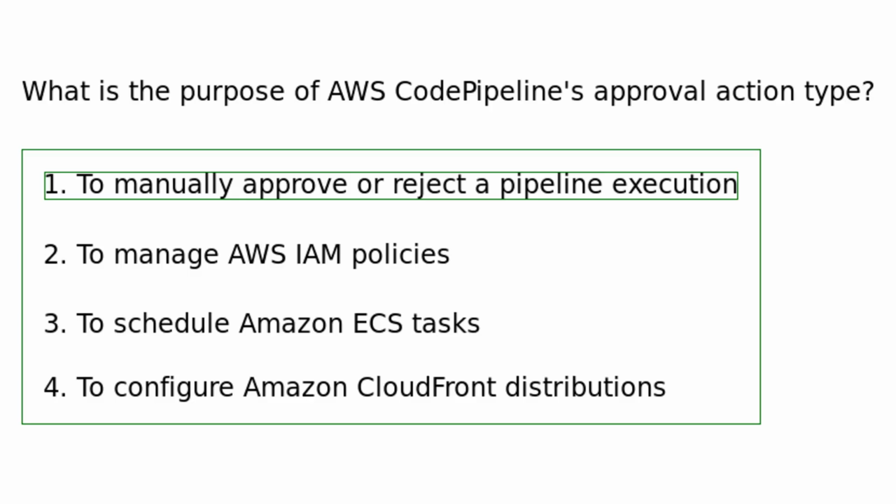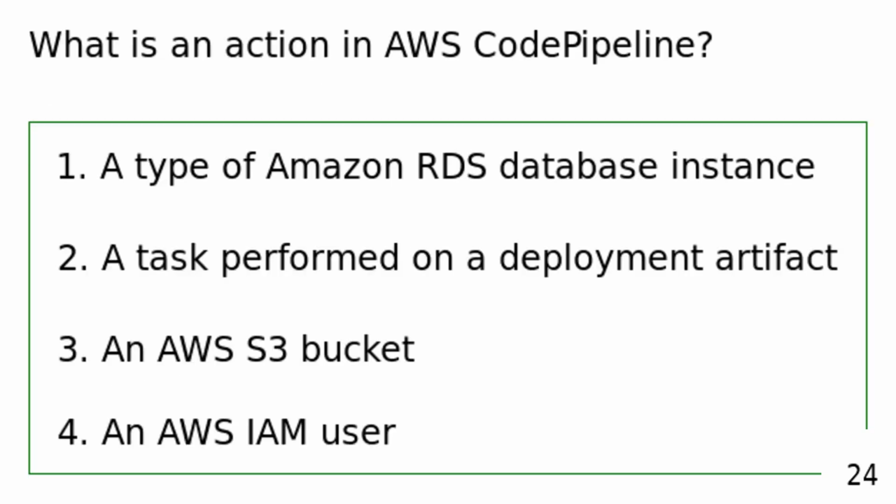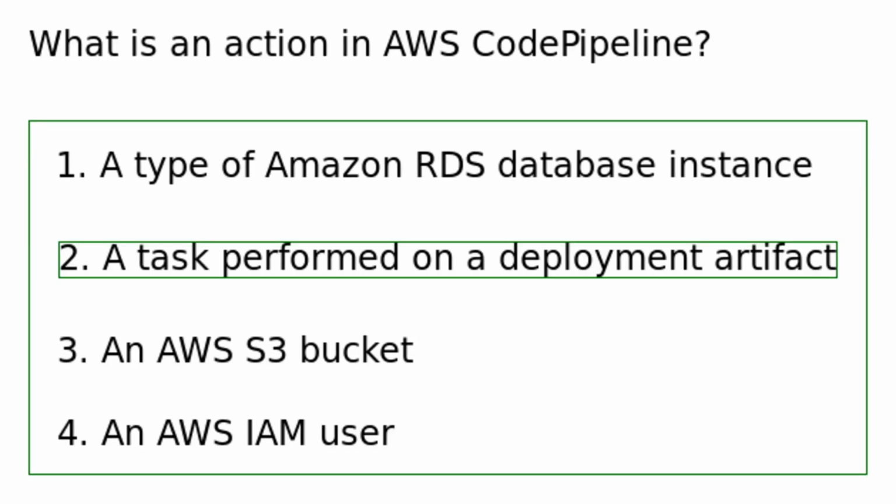reject the pipeline's progress. What is an action in AWS CodePipeline? A type of Amazon RDS database instance. A task performed on a deployment artifact. An AWS S3 bucket. An AWS IAM user. An action in AWS CodePipeline represents a single task performed on the artifacts of your application source, such as deploying to a server or validating the build.